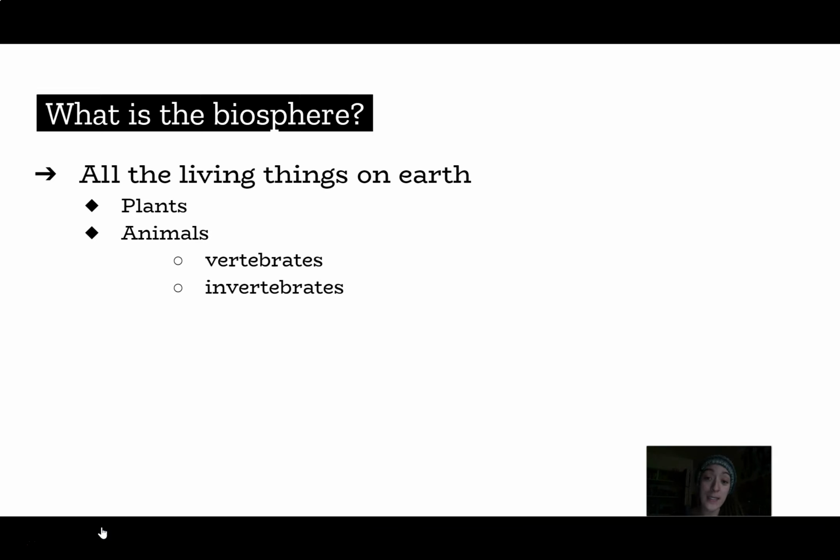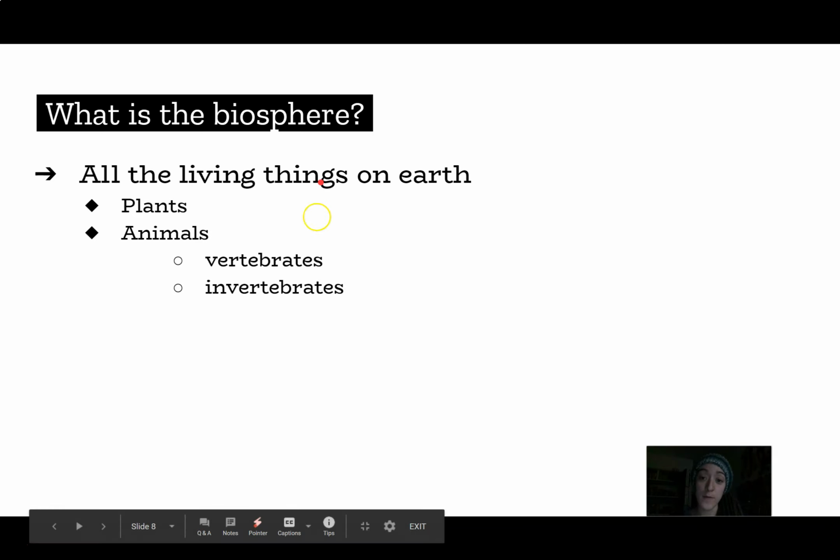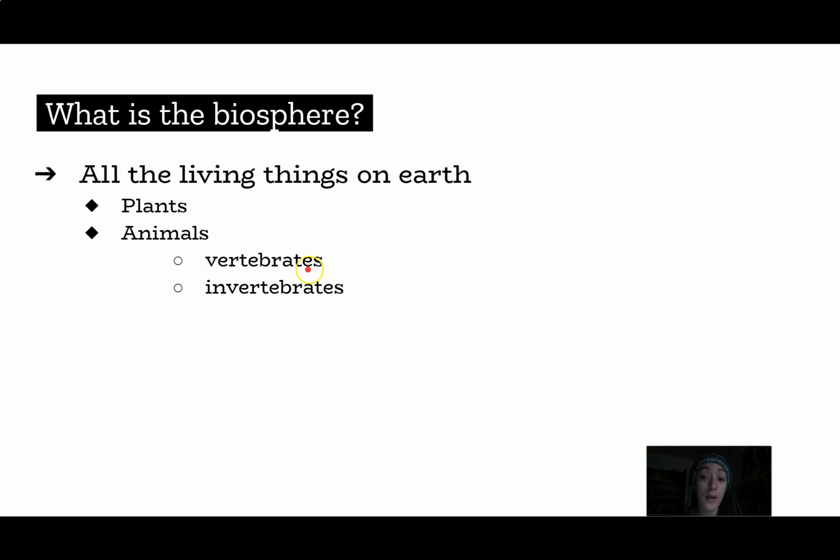Vertebrates and invertebrates. So vertebrates would be all of the mammals, birds, reptiles, fish, amphibians on Earth. Most of our favorite animals, right, are vertebrates. And then you have all the invertebrates, and invertebrates actually make up more of the animal kingdom, right? The majority of the animal kingdom, up to 97% of the animal kingdom, is invertebrates, right?